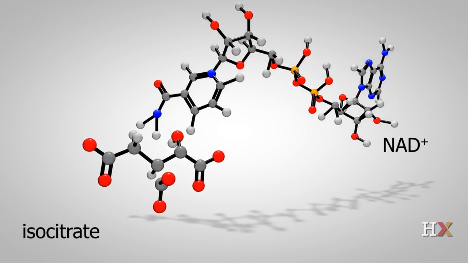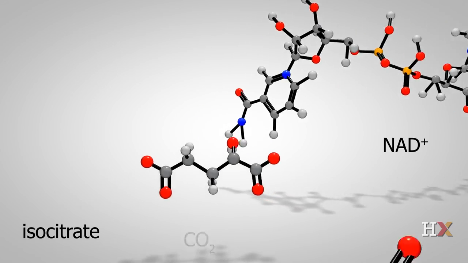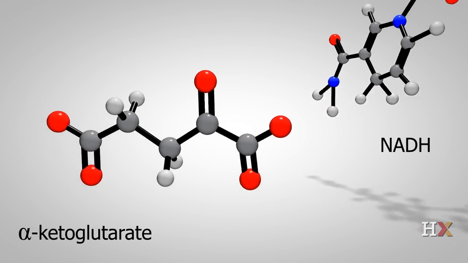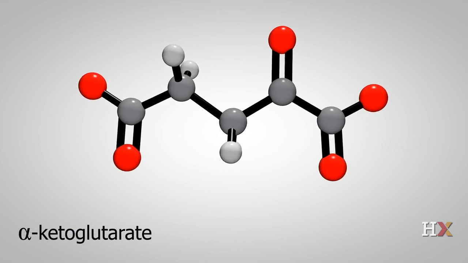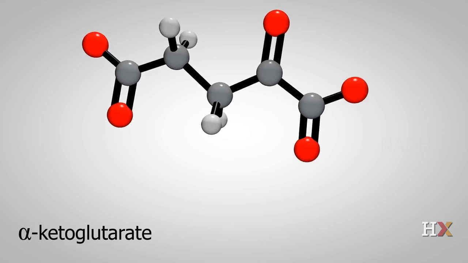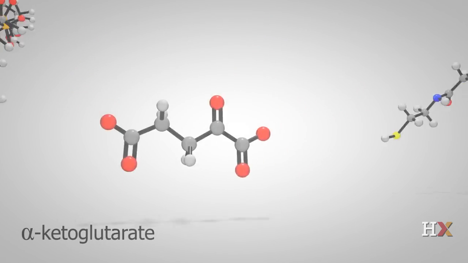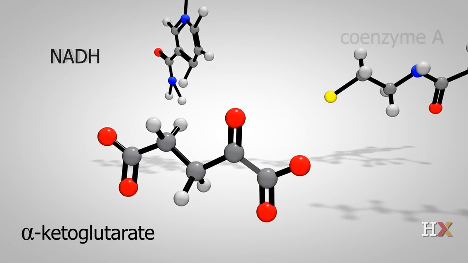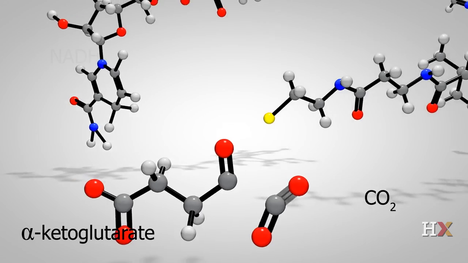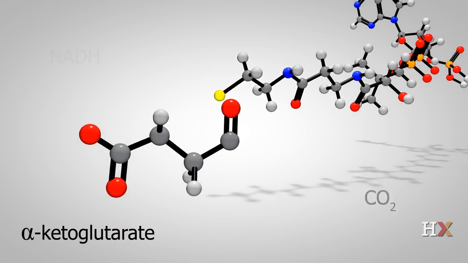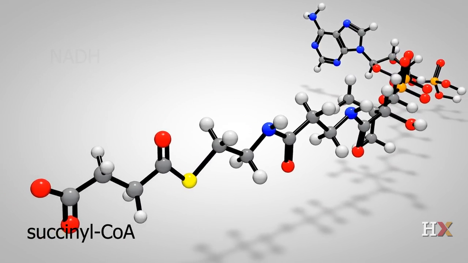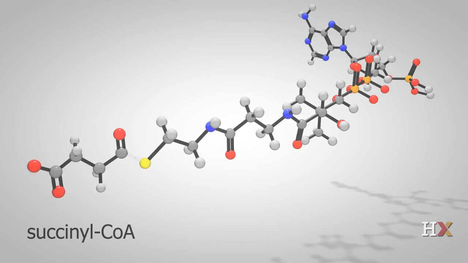Here, the first of 2 oxidative decarboxylations occurs. The isocitrate molecule releases 1 CO2 molecule and reduces 1 NAD+ molecule to NADH. The result is a 5-carbon alpha-ketoglutarate molecule. Next, the second oxidative decarboxylation occurs. Alpha-ketoglutarate is decarboxylated and then bound to coenzyme A, forming succinyl-CoA. NAD+ is reduced in the process to form NADH.